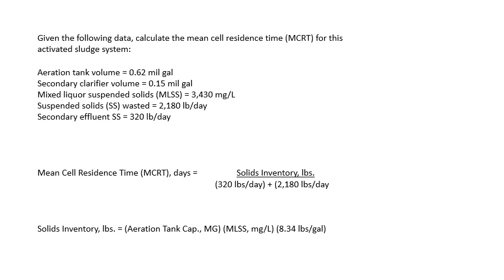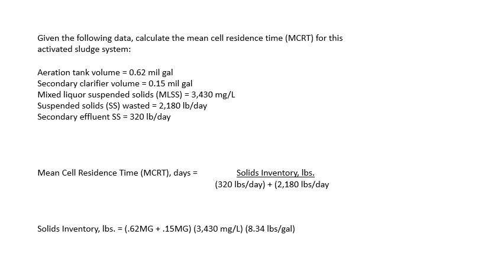But don't get tripped up here. You're solving for this activated sludge system. So even though it's aeration tank capacity in the solids inventory pounds formula, the secondary clarifier volume is part of this activated sludge system. So we're going to have to add that 0.62 million gallons to that 0.15 million gallons to get the proper answer in our formula.